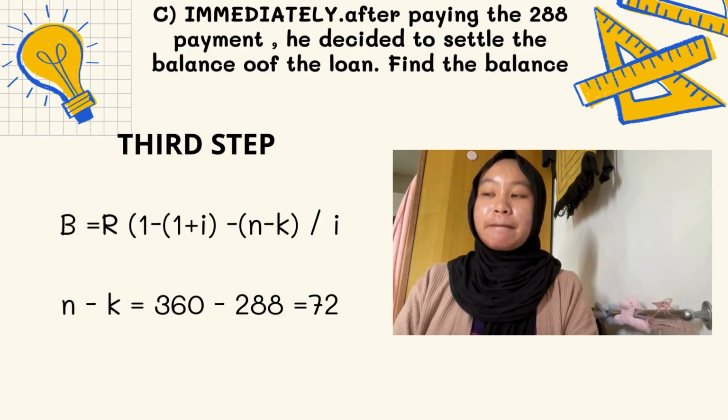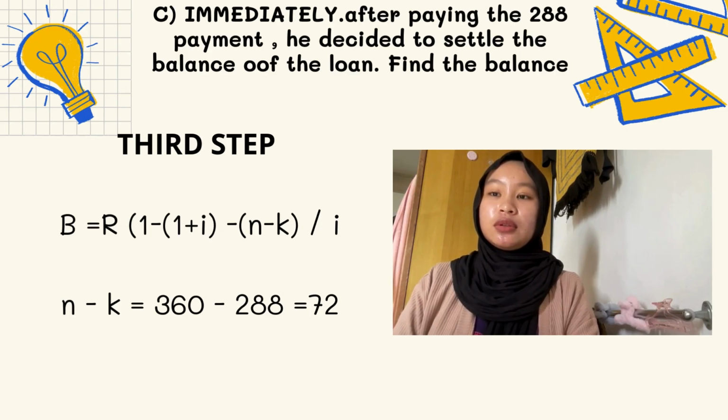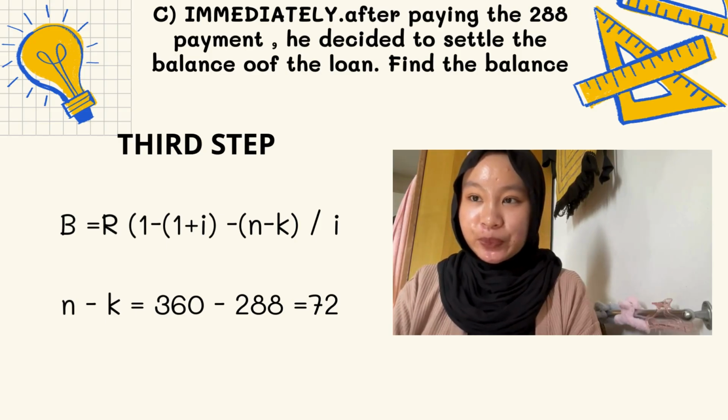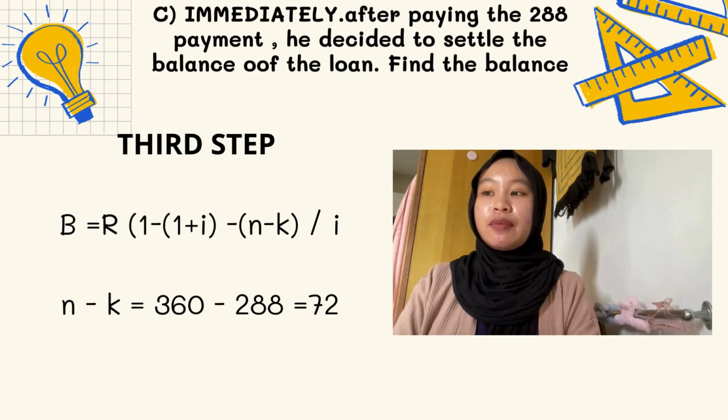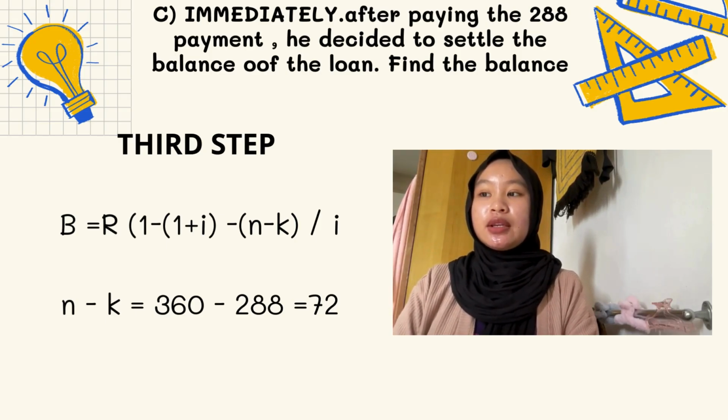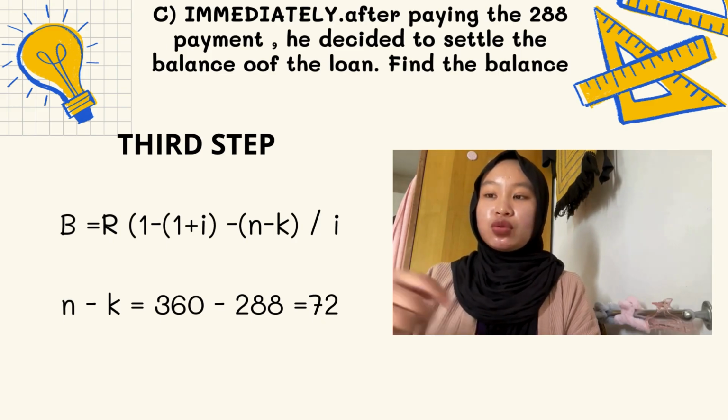For the third step, B equals R [(1 minus (1 plus i) to the power of negative (n minus k)) divided by i], and we must use n minus k. N is 360 and k is 288, so the answer is 72.